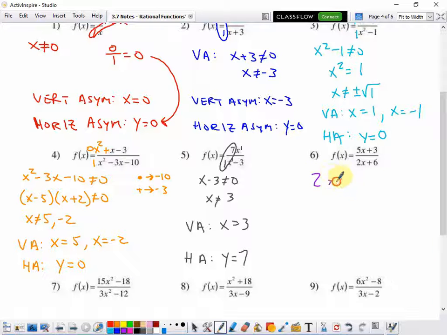Number 6, 2x plus 6 cannot equal 0. So 2x cannot equal negative 6. So x cannot equal negative 3, so I have a vertical asymptote at x equals negative 3. And again, the degrees match, first power and first power. 5 over 2, my horizontal asymptote, is y equals 5 halves.